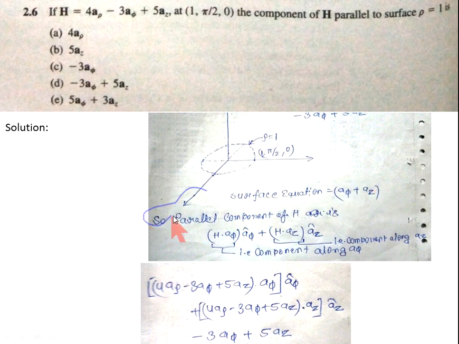So the parallel component can be found easily by this formula: H dot a_phi, that is the component along a_phi, and H dot a_z, that is the component along a_z. These are the notations which denote the direction of these vectors. So it can be found by this. Now put the value of H in this equation. Now we get minus 3 a_phi plus 5 a_z.